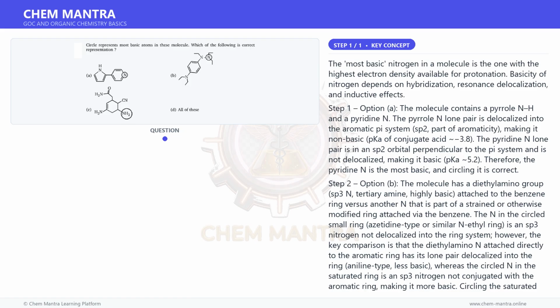Step 4. Since all three representations, A, B, and C, correctly circle the most basic nitrogen atom in their respective molecules, option D, all of these, is correct.